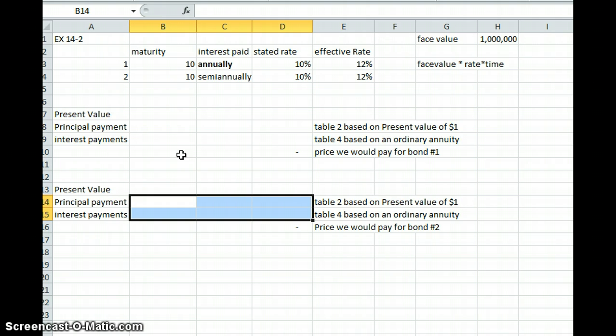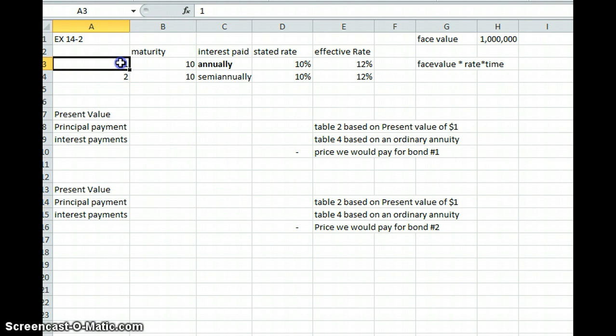So the first thing we want to do is take a look at number one. Investment number one, or bond number one, has a maturity of 10 years. The interest is being paid annually in this problem. That's a little bit unusual. Most bonds are paid semi-annually, so we'll take a look at how to do that. The stated rate on the bond is 10% and the effective rate is 12%.